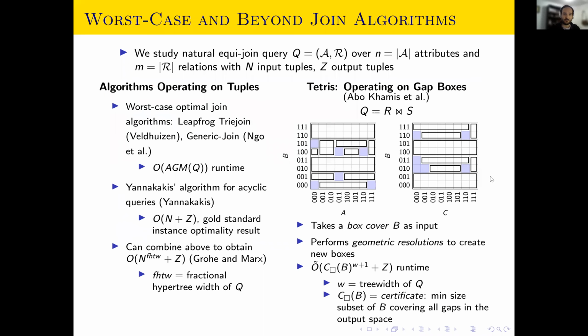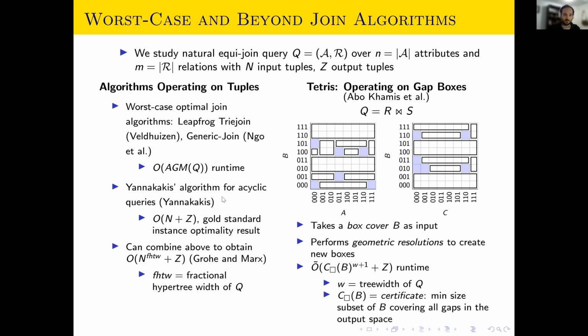So I'll start with some background on worst case and beyond join algorithms. Throughout this work, we'll study the natural equijoin query Q over an attribute set A of lowercase n attributes and a relation set R of lowercase m relations with capital N input tuples and capital Z output tuples. In the literature, there are many join algorithms that operate directly on the input tuples. These include worst case optimal join algorithms such as leapfrog triejoin and generic join. These are algorithms which meet the big O of the AGM bound as their runtime, which is a worst case bound on the output size based on the input size as well as the structure of the query.